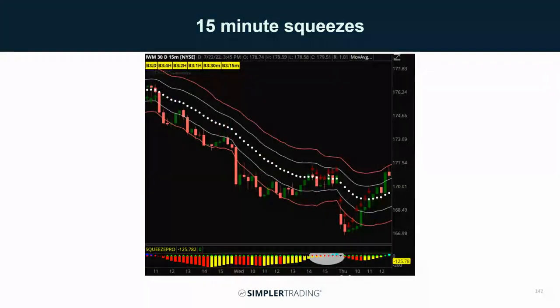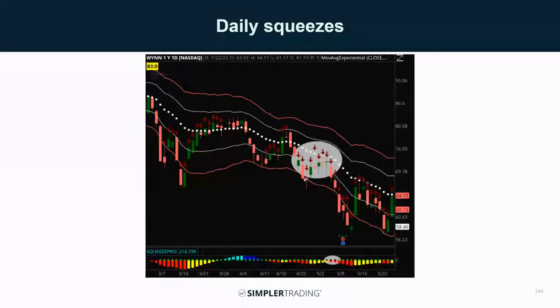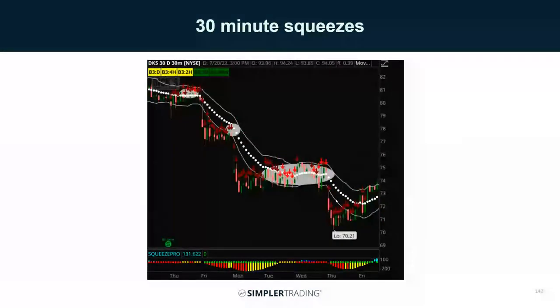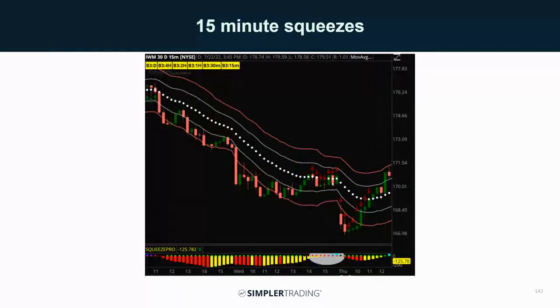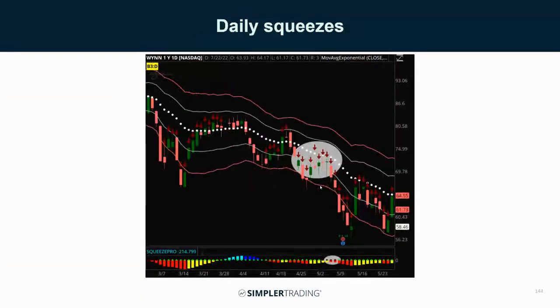So again, that trade right there is the same exact trade as that trade right there. And that trade right there is the same exact trade as this one right there. You give the 15-minute squeeze maybe a little bit less time to expiration, but it's the same entry, same exit. You give the 30-minute squeeze maybe a little bit more time to the expiration. It's all the same though. Same ebbs and flows, same execution, same entry, same exit.